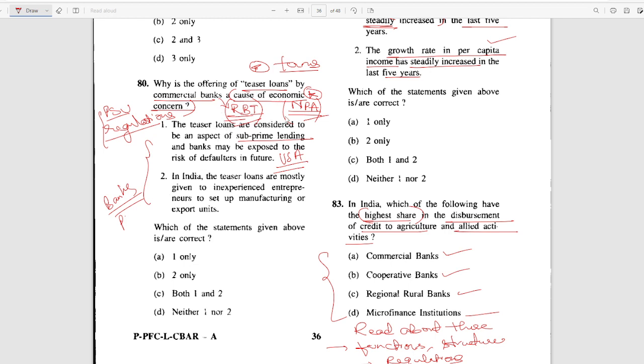Read that. For example, there was a huge discussion on NPAs 2 to 3 years back. So read what NPA is, how you classify NPAs, and what is being done to control NPAs. There is a concept called bad banks also. So read about all that.